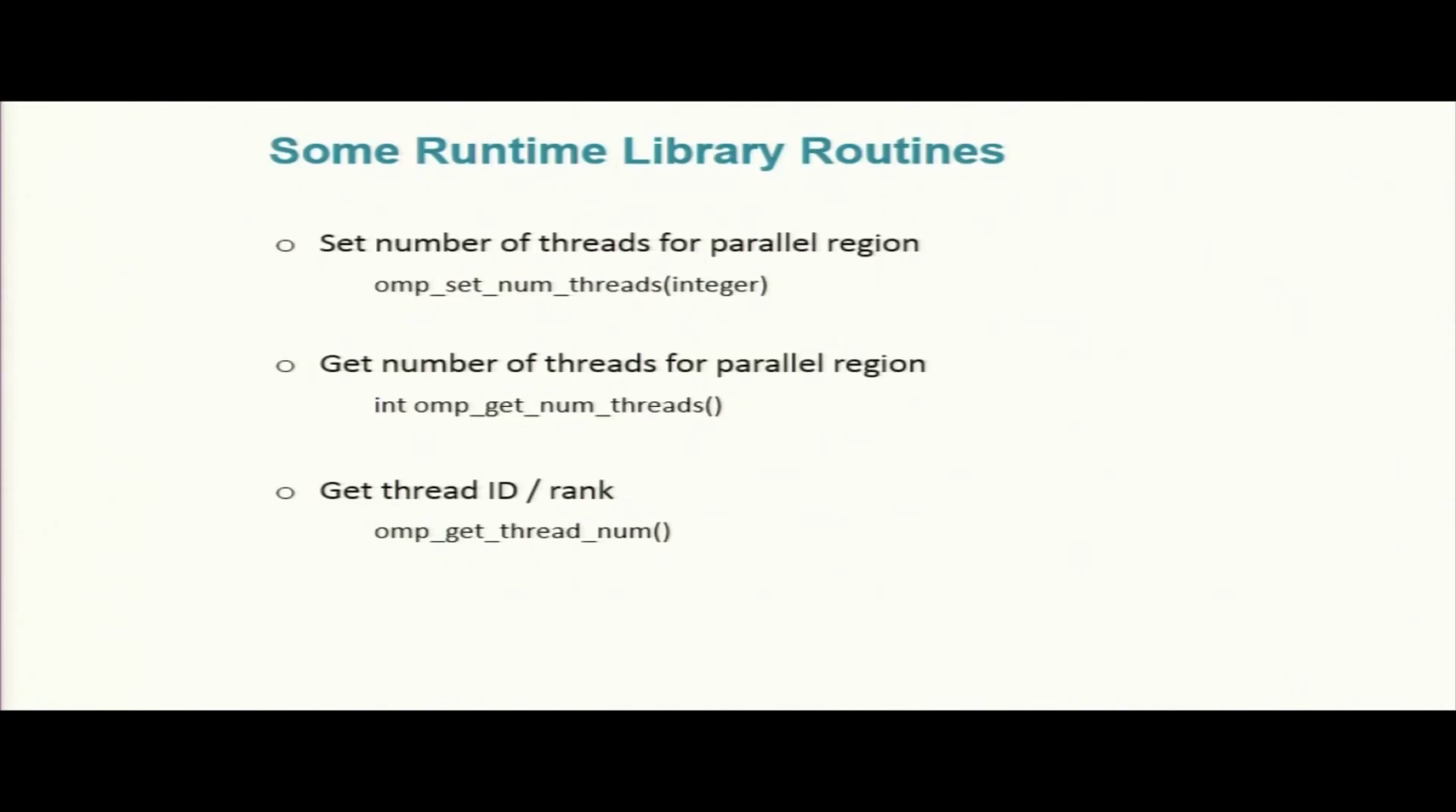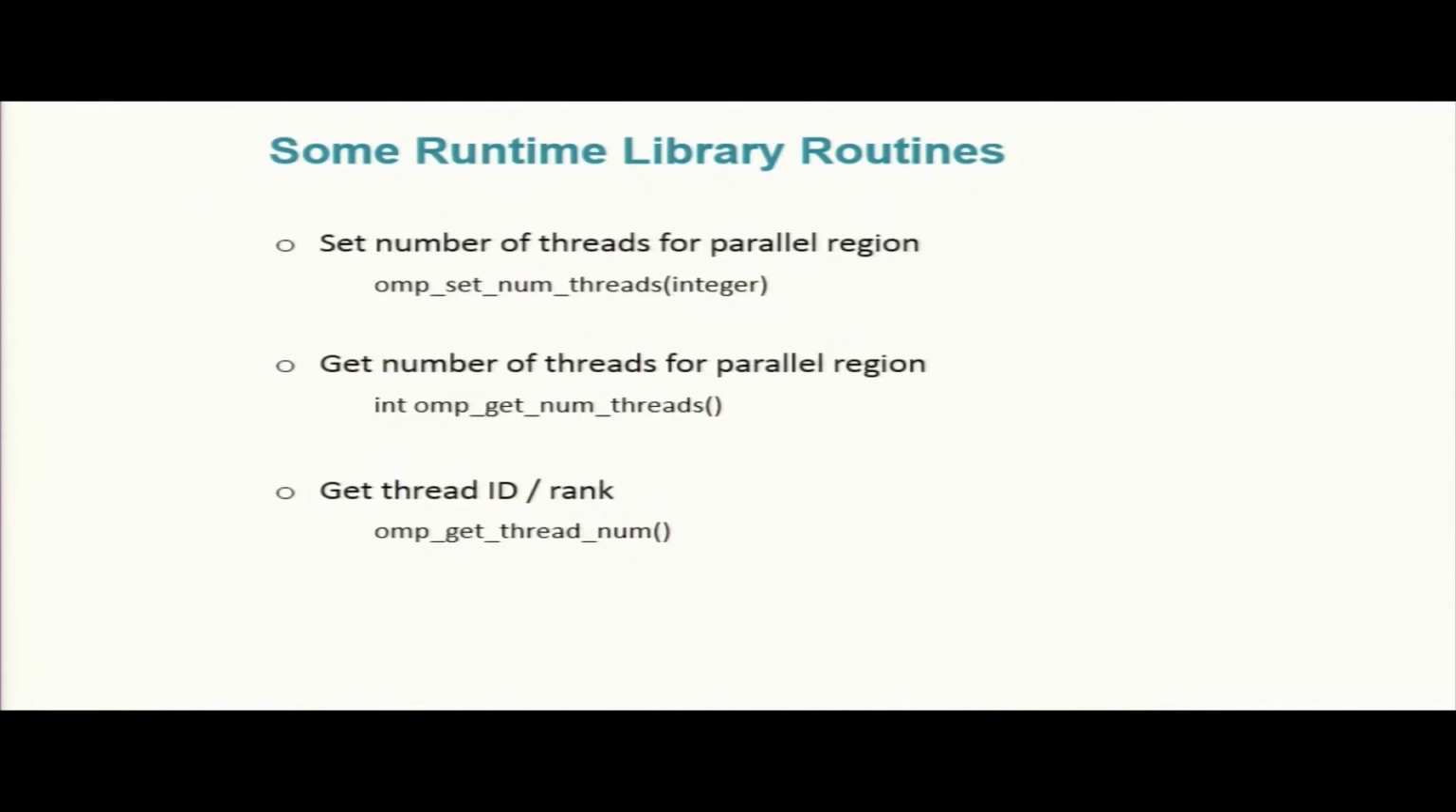There are some library routines, like we can set the number of threads. We pass an integer to it, and this is how we can control the number of threads within our program. And we can make use of this multiple times. So for different parallel regions, we can have different numbers here. Then we can get the number of threads. We can retrieve this value inside our program.